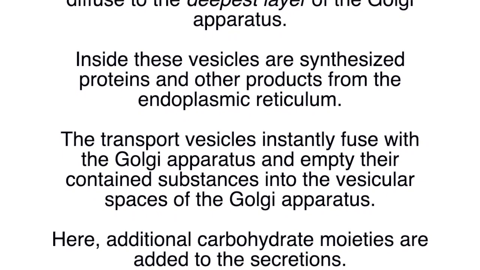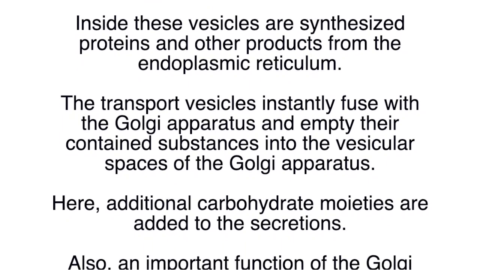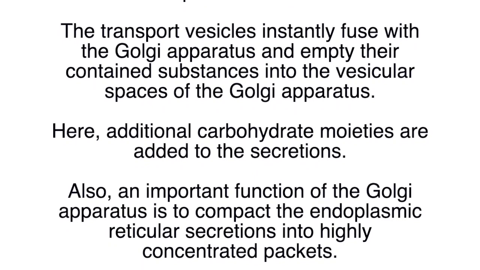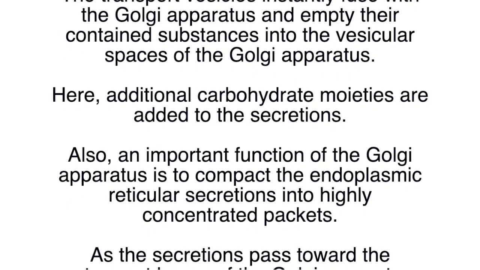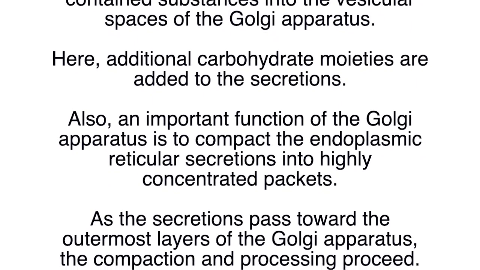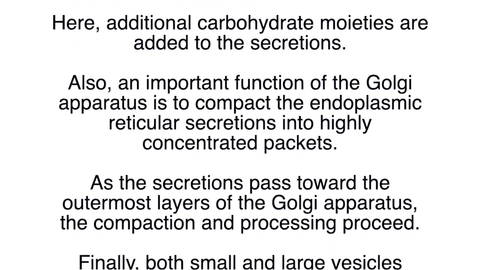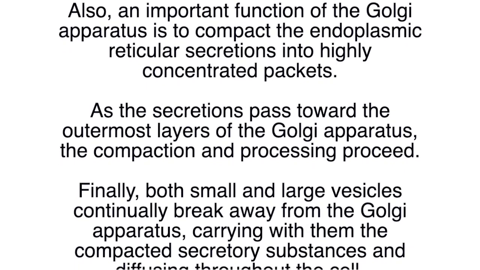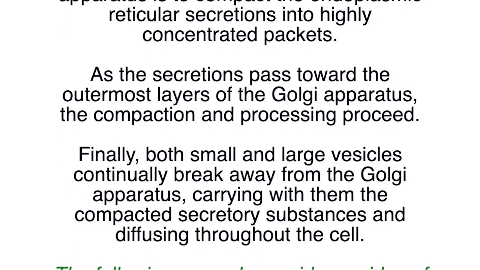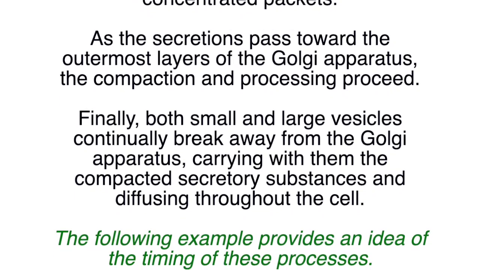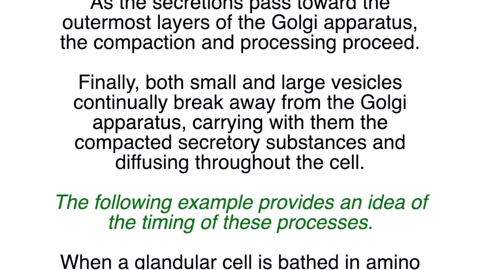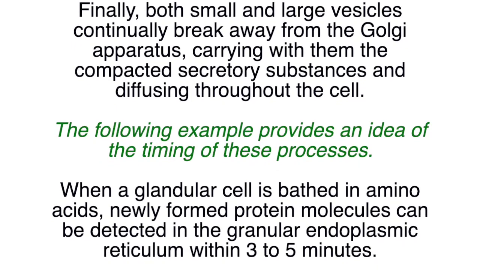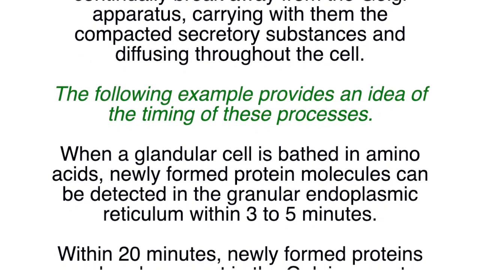The transport vesicles instantly fuse with the Golgi apparatus and empty their contained substances into the vesicular spaces of the Golgi apparatus. Here, additional carbohydrate moieties are added to the secretions. Also, an important function of the Golgi apparatus is to compact the endoplasmic reticular secretions into highly concentrated packets. As the secretions pass toward the outermost layers of the Golgi apparatus, the compaction and processing proceed. Finally, both small and large vesicles continually break away from the Golgi apparatus, carrying with them the compacted secretory substances and diffusing throughout the cell.